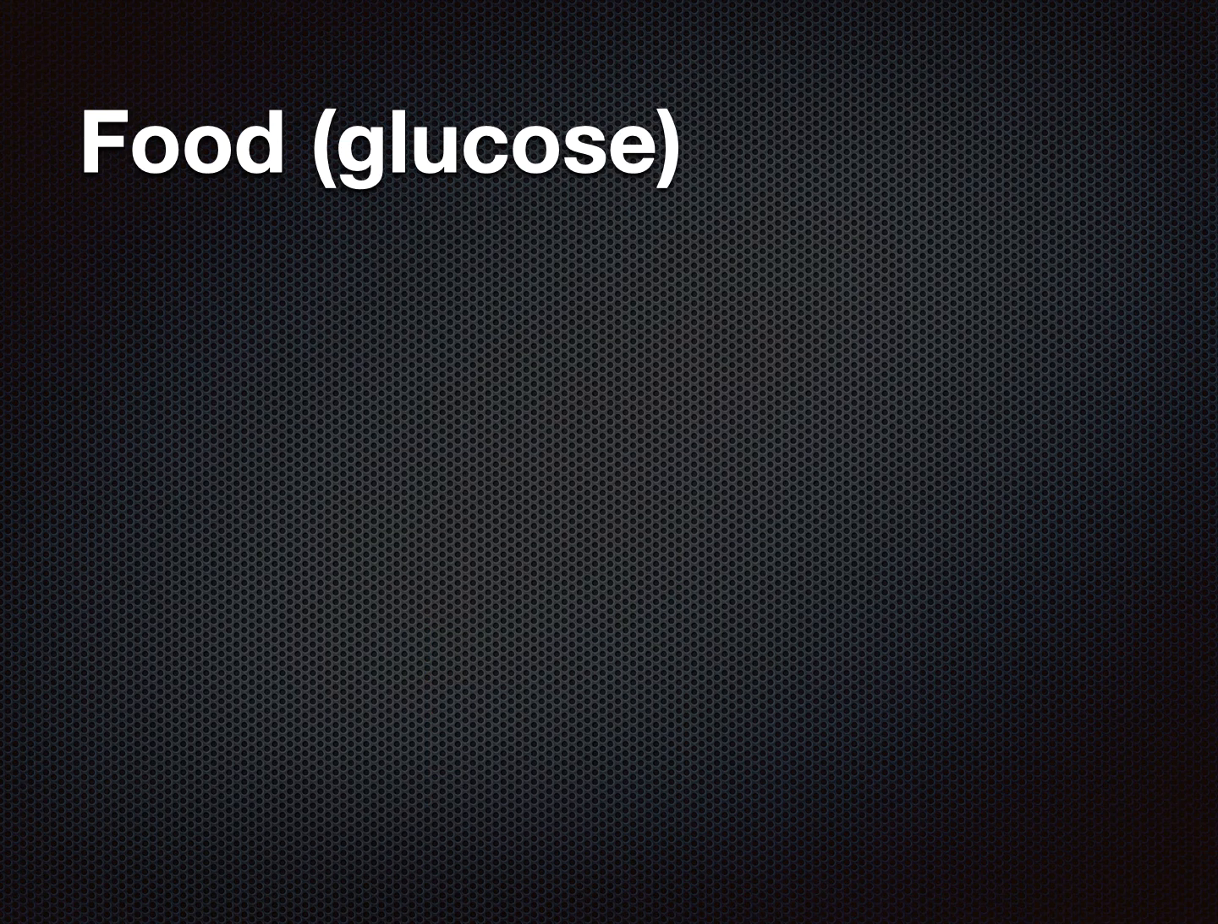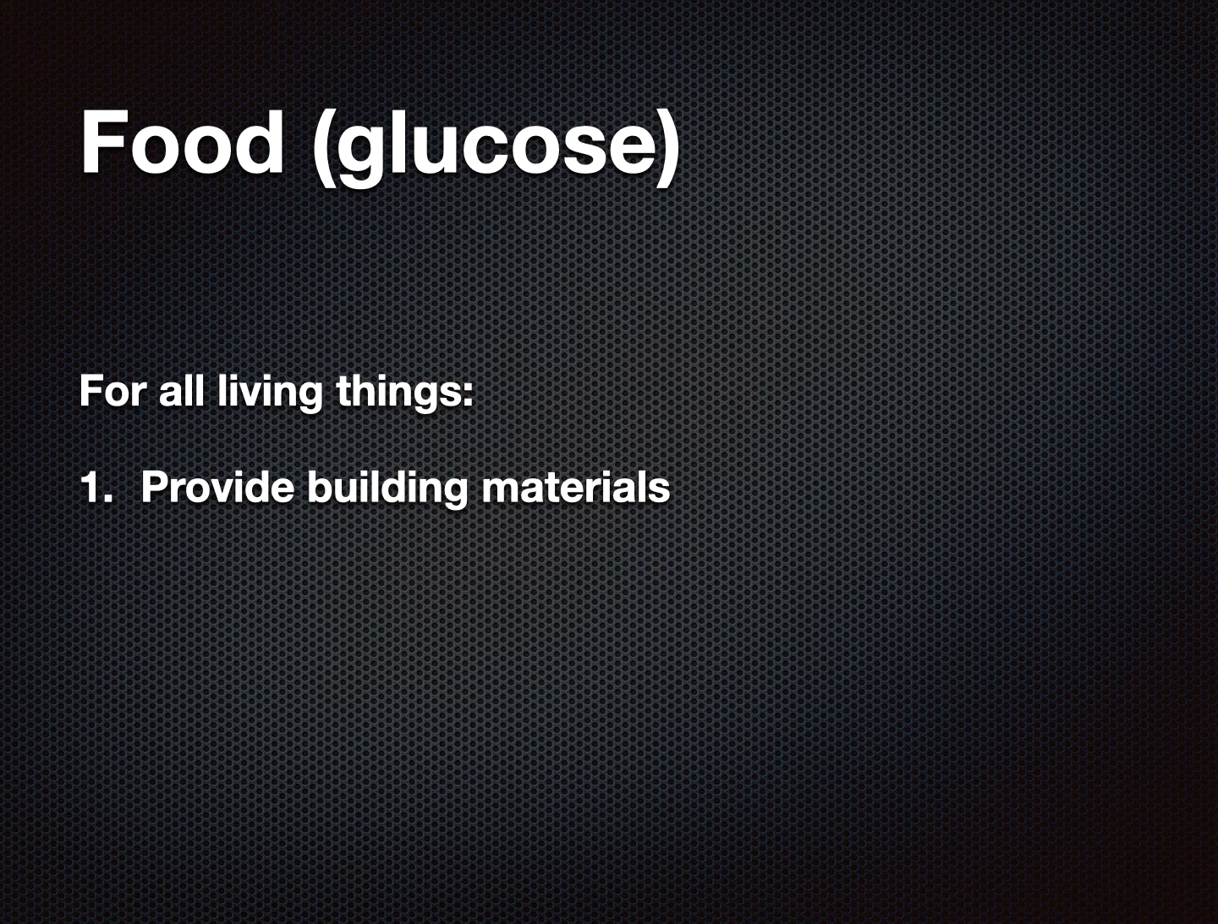Moving on to food. And when I talk about food, I am talking about glucose. Now, if you're unfamiliar, in the process of photosynthesis, plants make glucose, which is a simple sugar that is used for energy by all living things. So all living things use food for two reasons. The first is they provide building materials. And building materials, I am not talking about bricks or concrete. I am talking about materials that allow a human or an animal or a plant to grow. So you grow based on building materials.